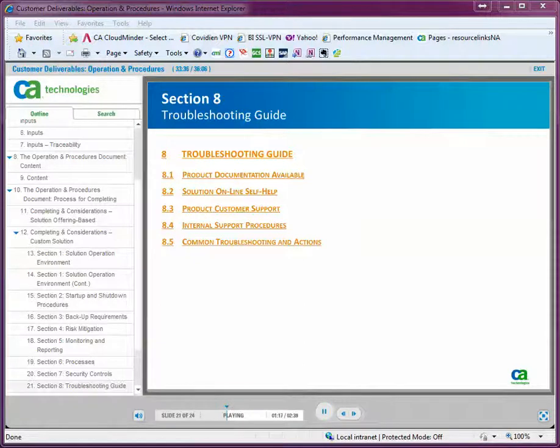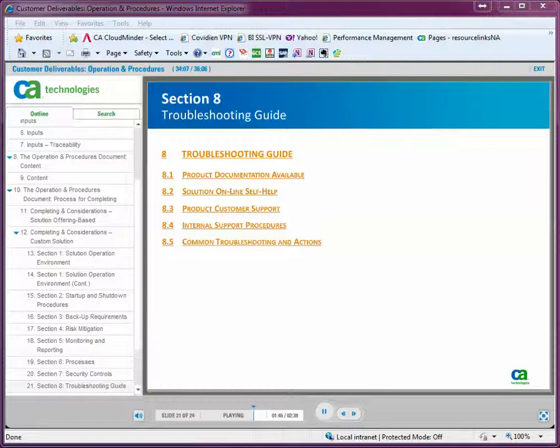Section 8.3, product customer support. When different vendors are used in a part of the deployed solution, documentation, including the contact information, customer account numbers, online and phone number procedures that are used to request customer support for the various vendor products, would go in this section. 8.4, internal support procedures as it pertains to the deployed solution.